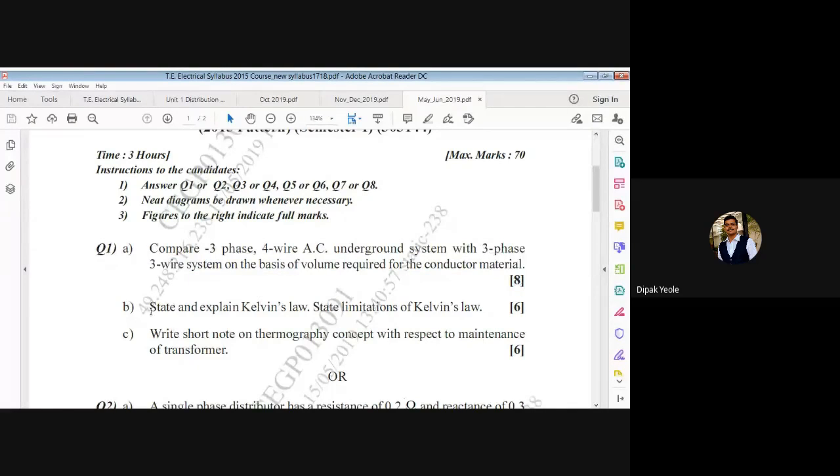Yes, same question: state and explain Kelvin's law and state the limitations of Kelvin's law. So you can understand from unit number 1 that Kelvin's law is very important. So you have to try to understand the statement, and after that there is a derivation. Yes, and this is the thermography concept they have asked from unit number 3.